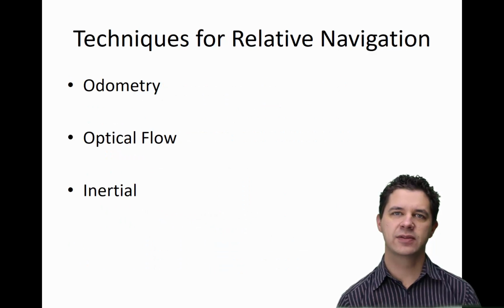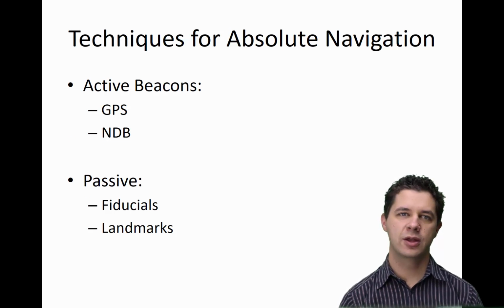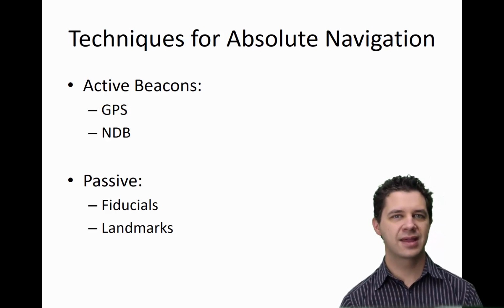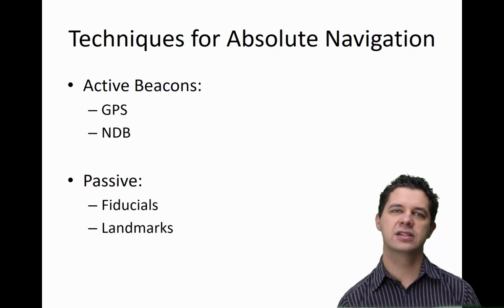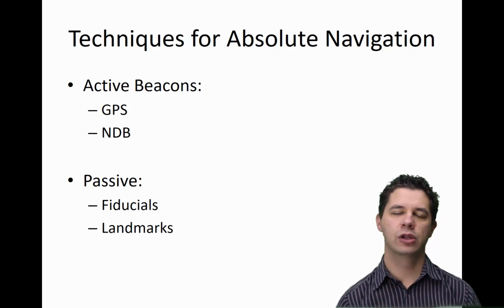So we've got a few techniques for this relative navigation, and we'll go through these in detail over the next few videos: odometry, optical flow, and inertial sensing. And we have a few different techniques for absolute navigation as well. We've got active beacons like GPS or non-directional beacons or locators, there's others as well. And we've got passive systems like using fiducials or landmarks within the environment to localize ourselves.